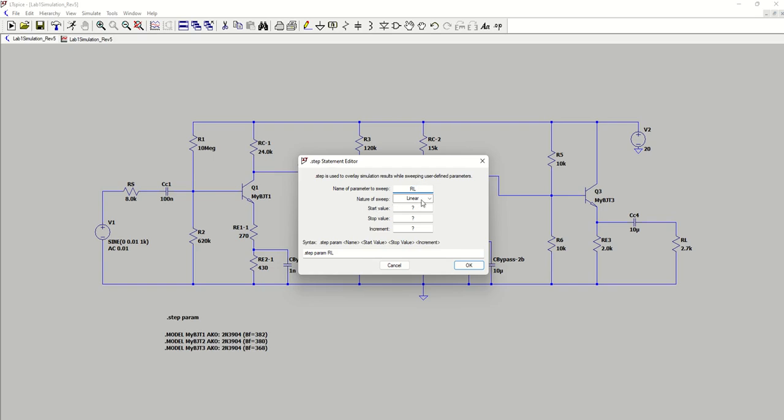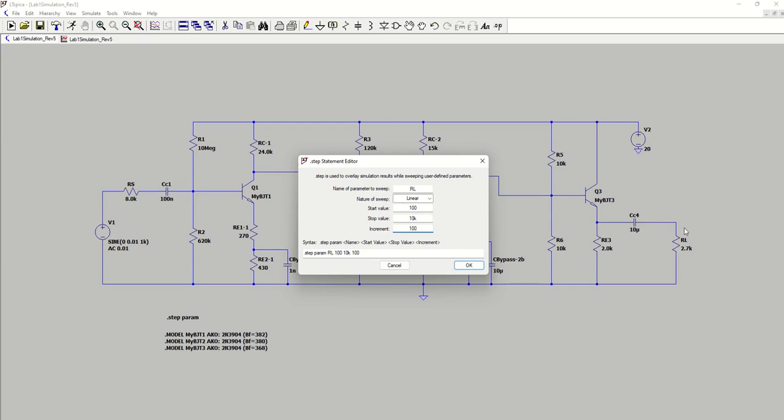The nature of the sweep, we will stick with linear. The start value, I'm going to start with 100 ohms. And the stop value, I want to stop at 10 kilo ohms. And then the increment, I want it to increment by 100 ohms each step.